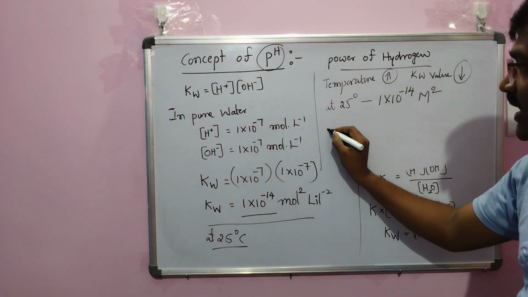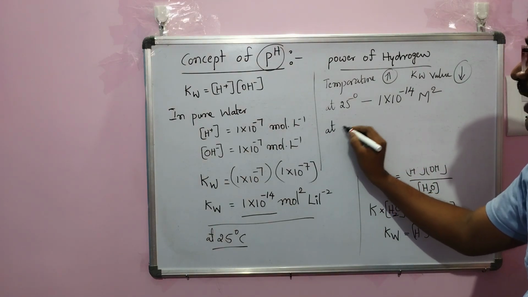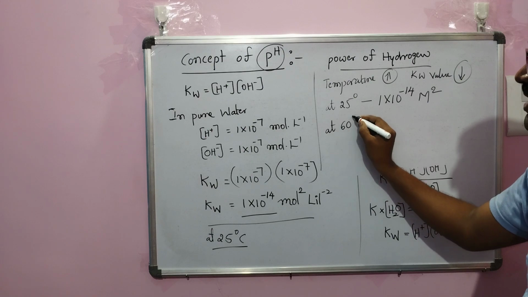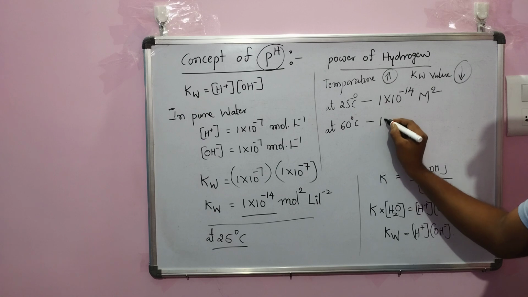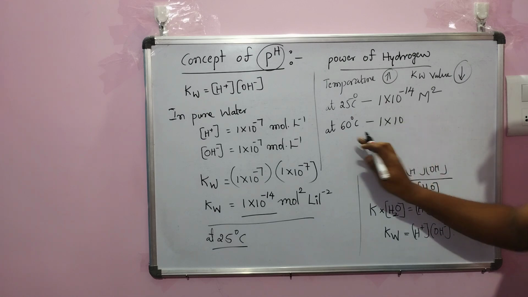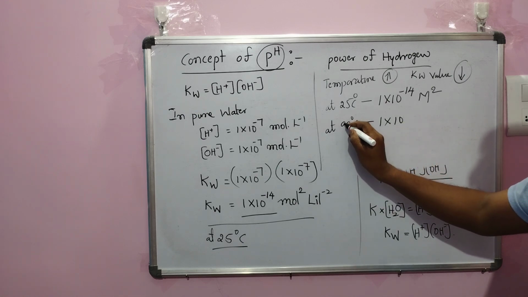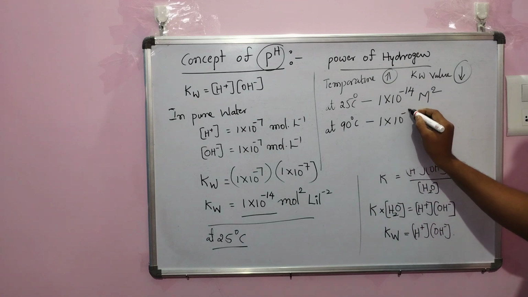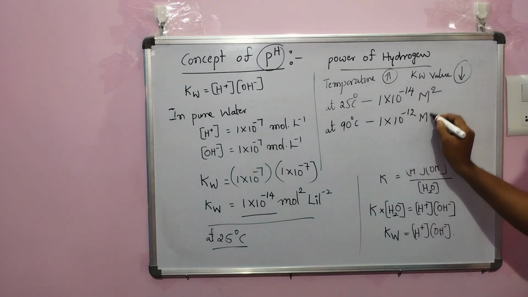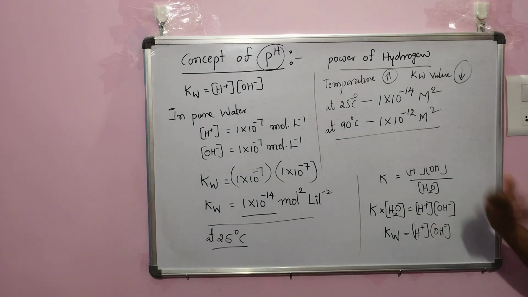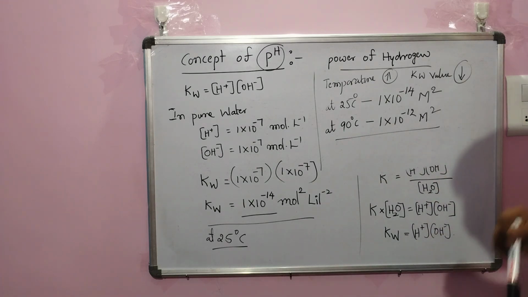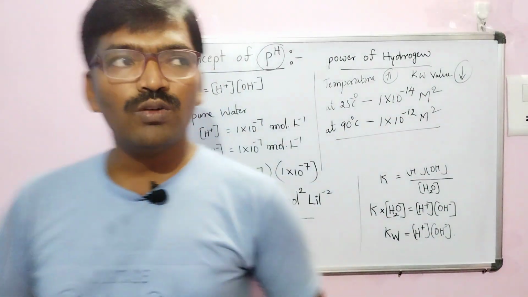In case at 90 degrees Celsius, if we take, then the value is 1 into 10 to the power of minus 12 molarity square. So understand, when the temperature increases, Kw value increases. So whatever it may be.